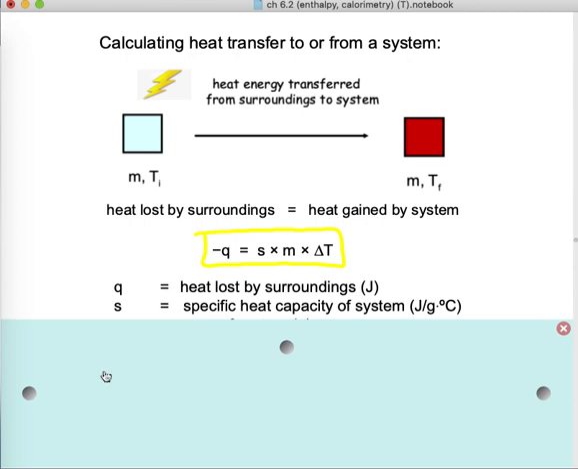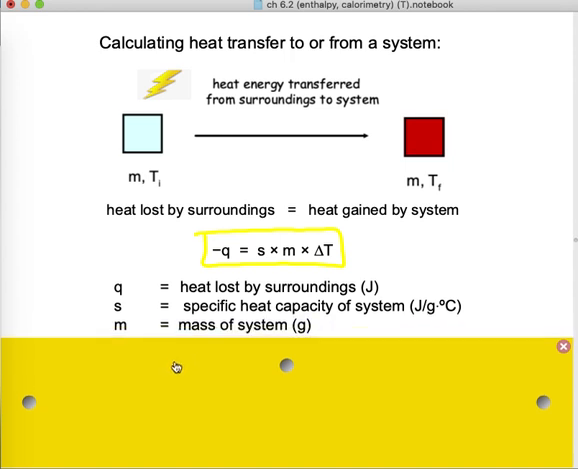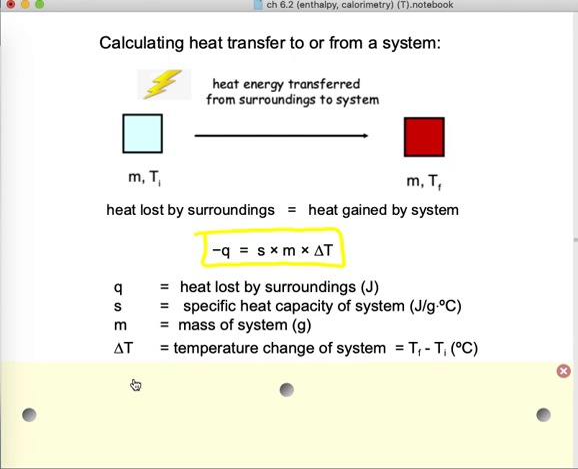S is the specific heat capacity of the system, which I'll talk about in a second in more detail, in units of joules per gram per degree Celsius. M is the mass of the system in grams. Delta T is the temperature change of the system, T final minus T initial, in degrees Celsius.